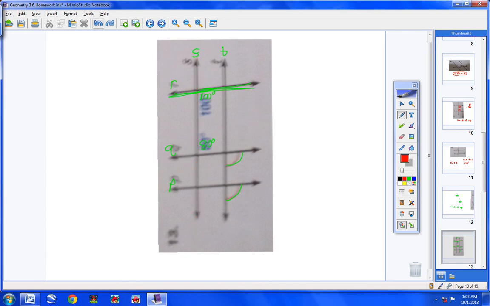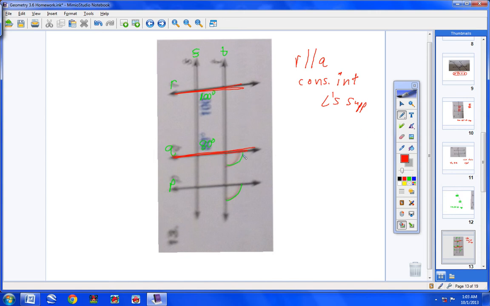Now why is that important? Well, I'm glad you asked. Here's why. Look at these two angles. Those are my consecutive interior angles, and they're supplementary. So, if this angle here and this angle here is supplementary, then I can state that R is parallel to Q. This line here and this line here are parallel. Why? Because consecutive interior angles are supplementary. Okay?